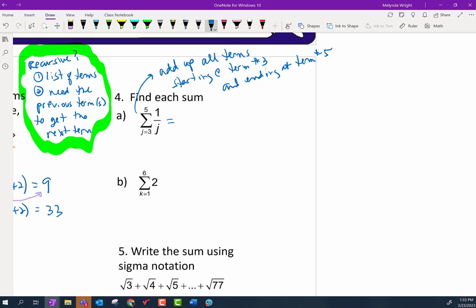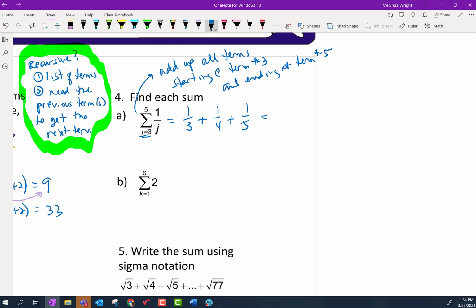Saying add up all the terms starting at term number 3 and going all the way to term number 5. Okay, so let's write those out. We're going to do it by hand first. So the third term would be where I'd put a 3 in for j, so 1 over 3 plus. The fourth term would be where I'd put a 4 in for j, so 1 over 4 plus. The fifth term would be where I put a 5 in for j, which would be 1 over 5.